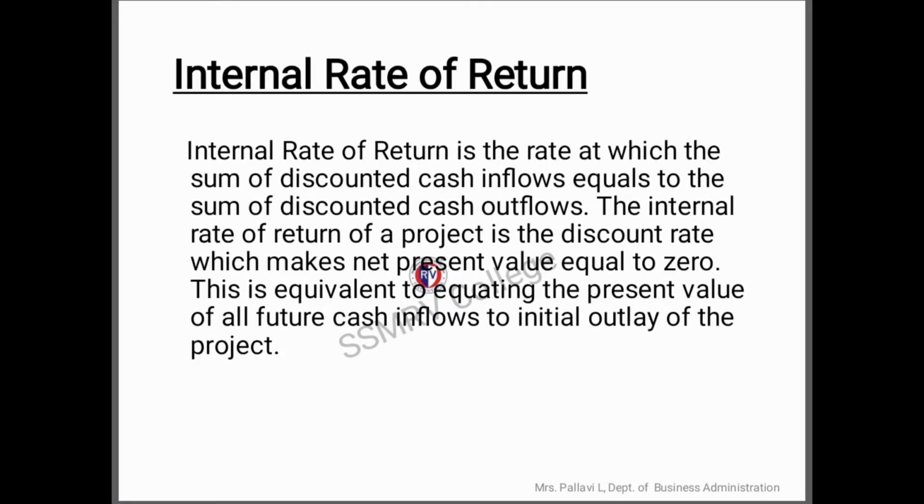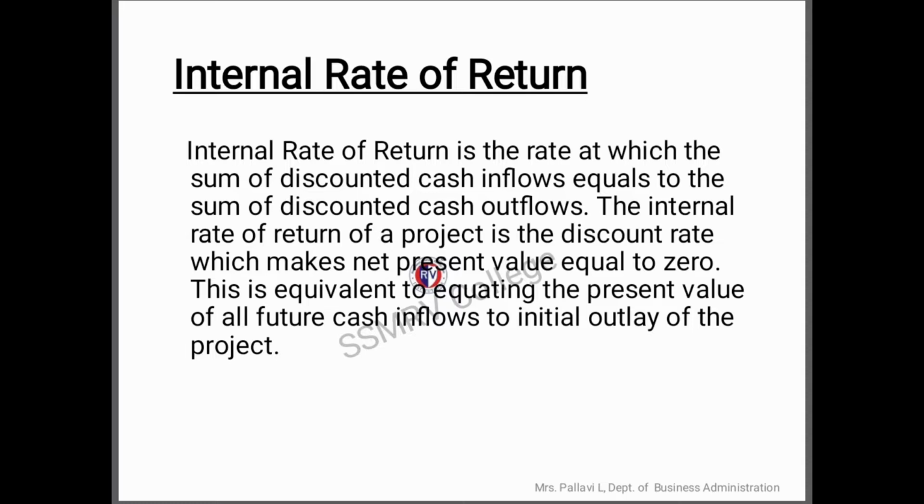Now let's understand the meaning of internal rate of return. It is the rate at which the sum of discounted cash inflows equals the sum of discounted cash outflows. Guys, when you invest in any project, you always expect to reap the benefits out of it. I mean, you want some return, right? So how efficiently you are able to get back your initial outlay is the internal rate of return.